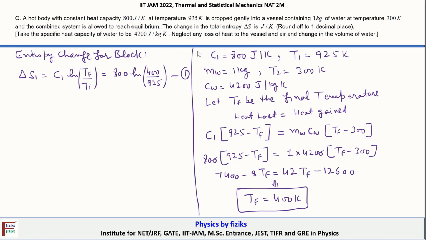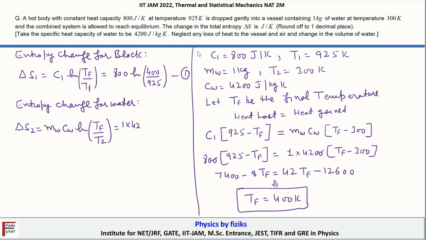Now the entropy change for the water, delta S2, is equal to MW CW ln, because for the water also the temperature is changing, so final temperature divided by initial temperature, which is T2. Here it was T1 basically for the block. After substituting the values, we obtain 1 times 4200 times the logarithm of the final temperature 400 divided by 300.